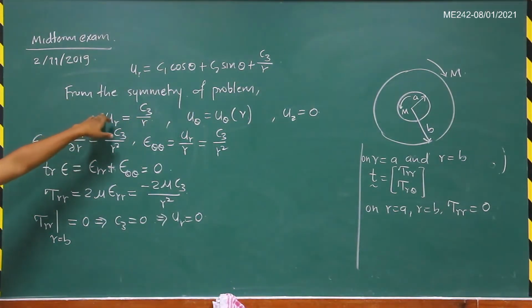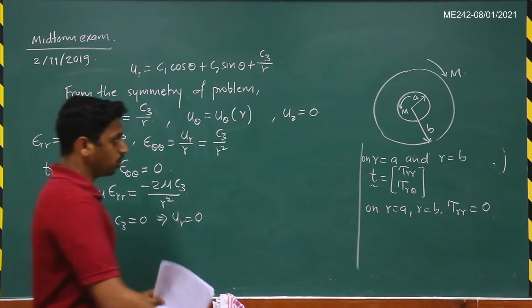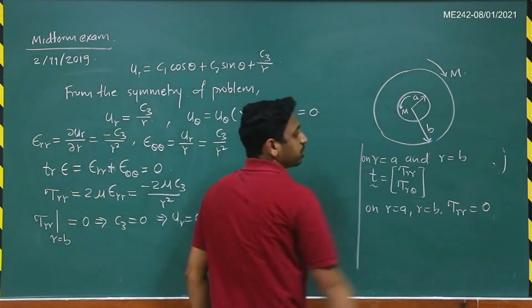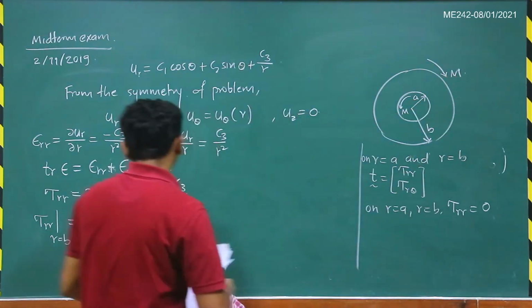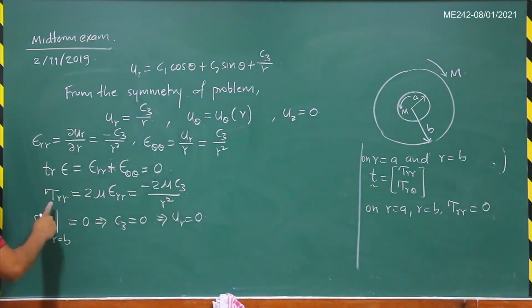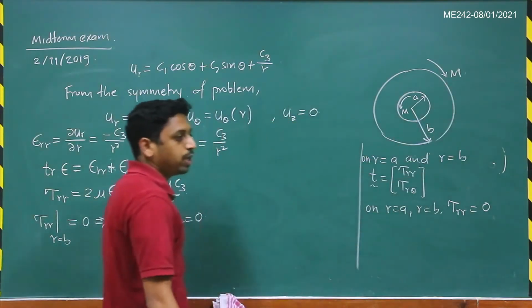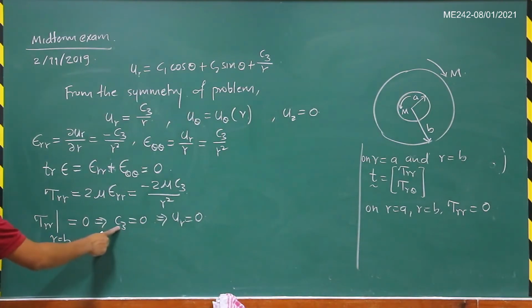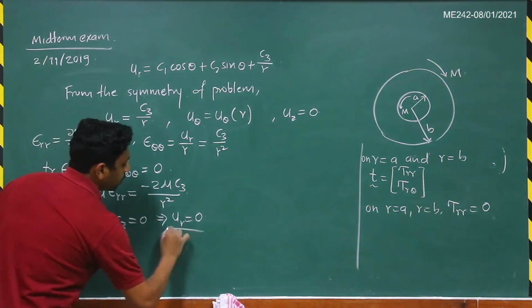So from these displacement fields, using the strain displacement relation, we have found the expression for strains and the trace of epsilon. By using this trace strain relation, we have found tau_rr only, because we want to use the traction boundary conditions on the surfaces r equals a and r equals b. As C3 is involved in this expression, we use the boundary condition that tau_rr on the surface r equals b is 0. From that we get C3 equals 0. If we put this C3 in this expression, we get u_r to be 0.